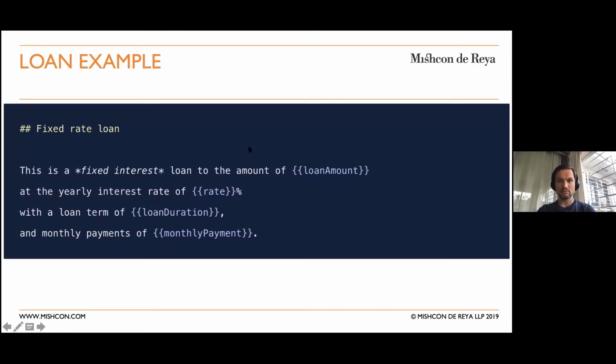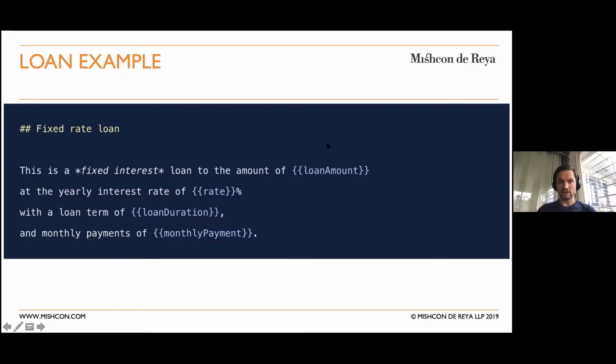Let's start with a practical example. So this is a loan example. So a fixed rate loan. So this is a fixed interest. So the stars that are there is not code or anything. This is Markdown. If anybody's familiar with Markdown, maybe if you've edited anything on GitHub, or maybe some CMS solutions that are out there, the stars are some formatting that comes out there.